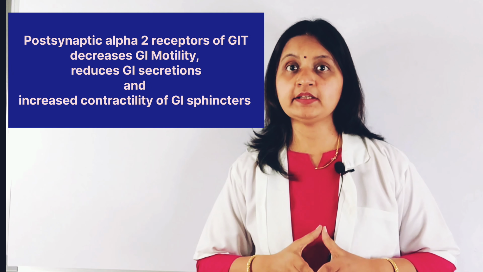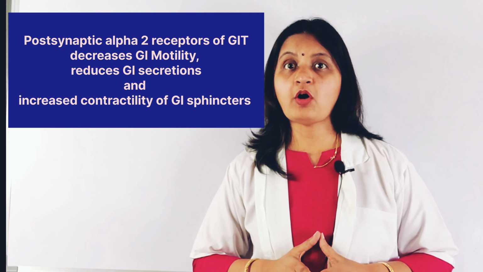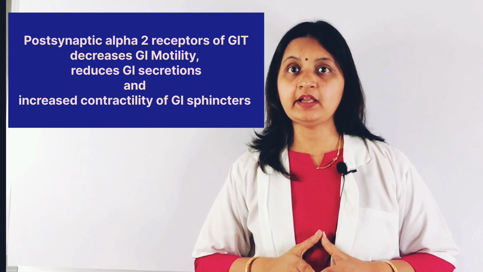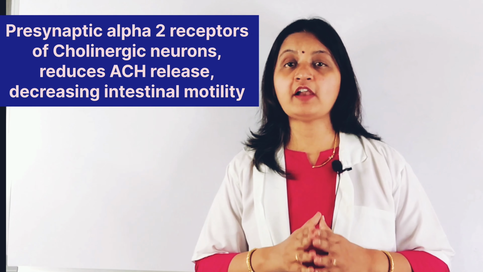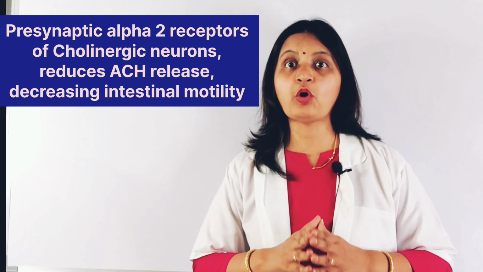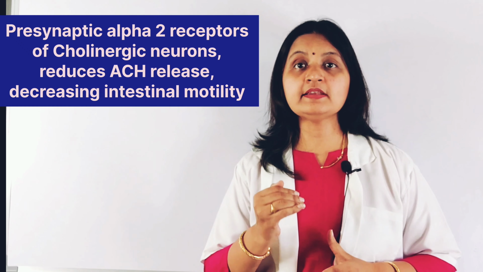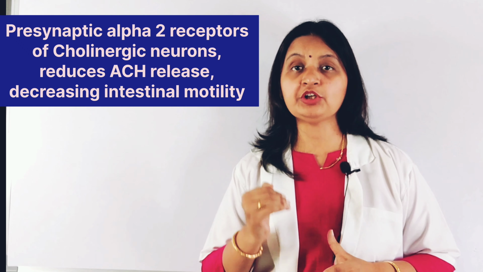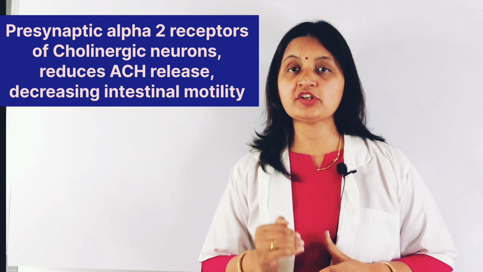of the GI sphincters. Alpha-2 receptors are also present at the presynaptic nerve ending of the cholinergic neurons. Stimulation of alpha-2 receptors of the cholinergic neurons decreases the release of acetylcholine, reducing the motility and secretions, and thereby helps to control diarrhea in diabetic patients with autonomic neuropathy.